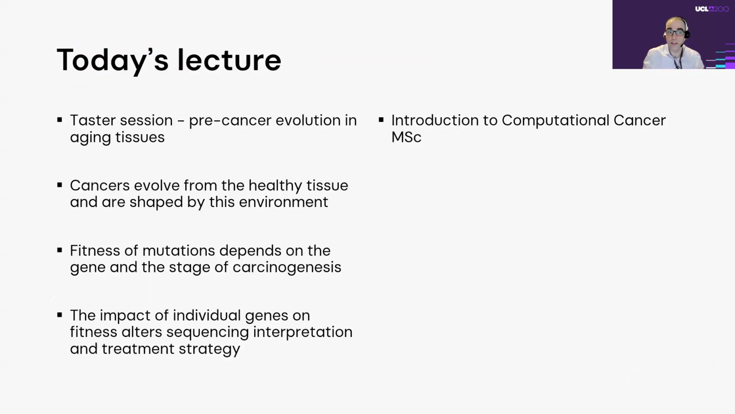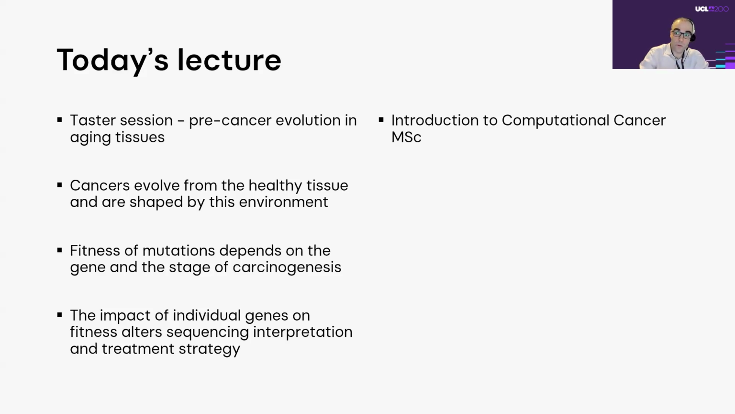Now, the structure of today's lecture is I'm going to start off by giving you a taster session, an introductory lecture intended to give you some insight into what it's going to be like to attend the course. And specifically, I'm going to be talking about pre-cancer evolution and aging tissues. The topic is how cancers evolve from healthy tissues and are shaped by the environments that they encounter as they're evolving, as they're progressing into tumors.